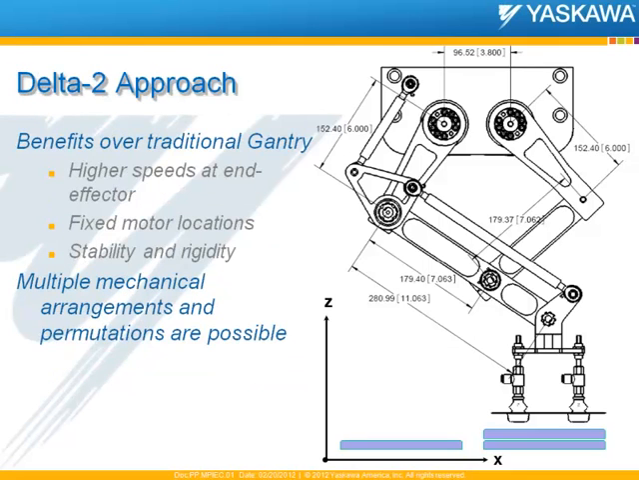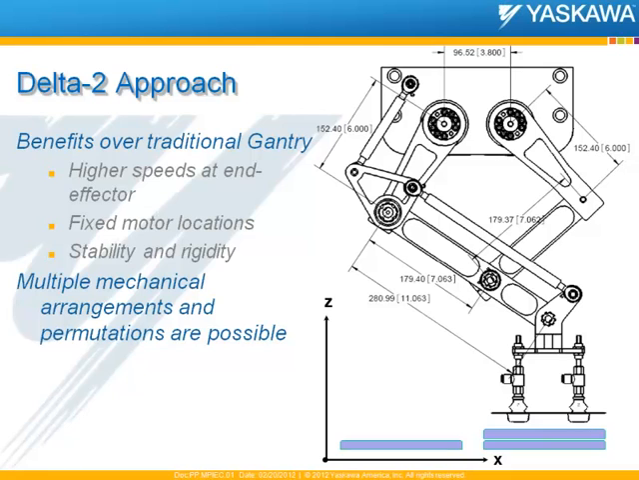Other advantages of this Delta II style approach: you can see higher speeds at the end effector, even with very long, say, X motion, 12 inches or so. If you look at the diagram, with the motors located up here at, say, the hips of the mechanism, very small angular motion is required to achieve large linear motion down at the end effector.